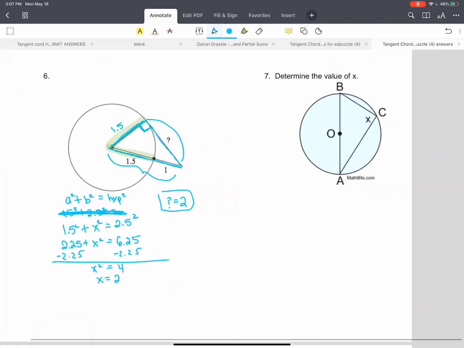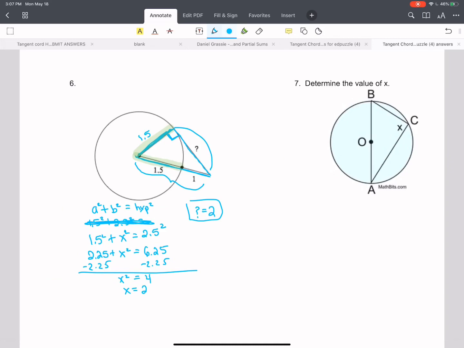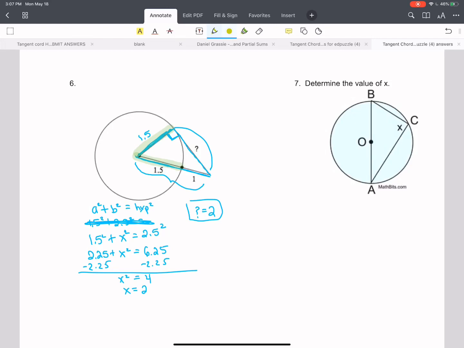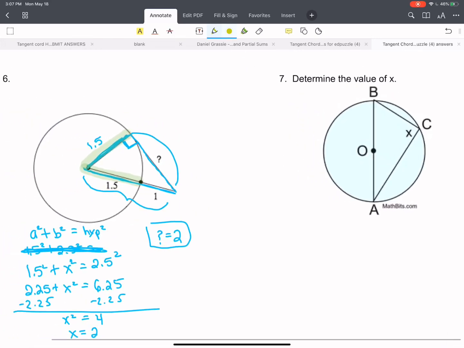All right, we're almost there. Okay, so now I'm going to choose a different color. Ooh, that's an interesting green. All right, let's take a look at this. They want to know what this angle is.